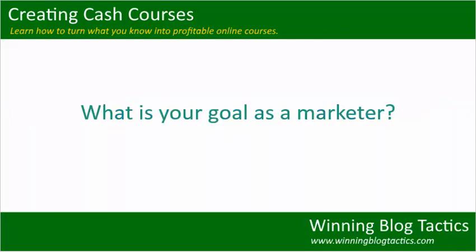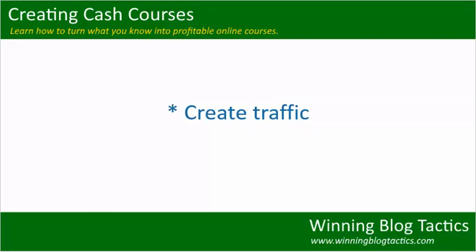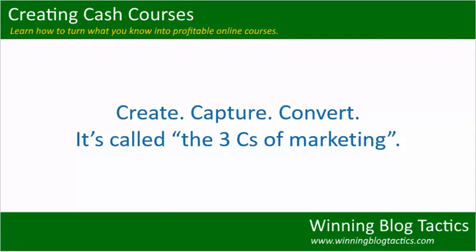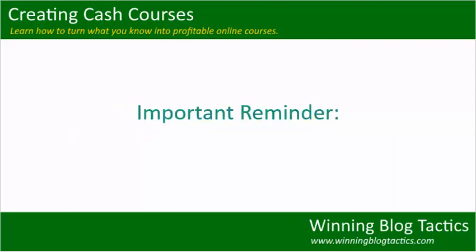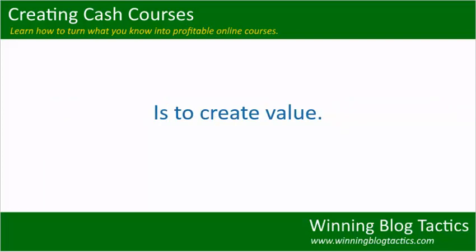And what is your goal as a marketer? Your goal as a marketer is to create traffic, capture leads, convert to sales. Create, capture, convert. It's called the 3 C's of marketing. Here's an important reminder. Information is valuable. While your job as a marketer is the 3 C's of marketing, your role as an entrepreneur is to create value.